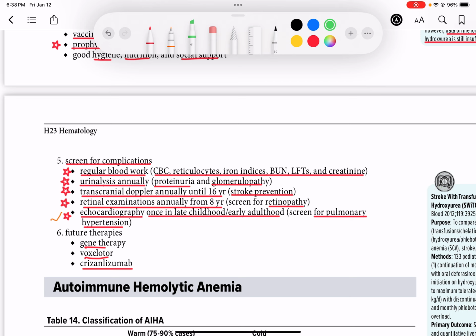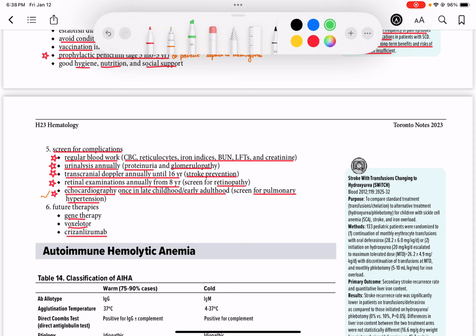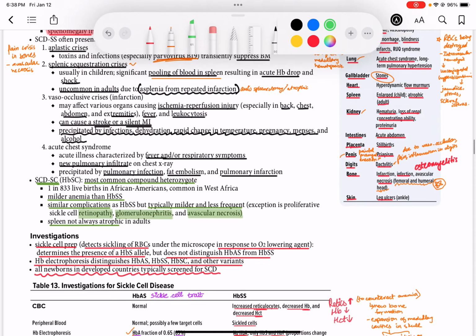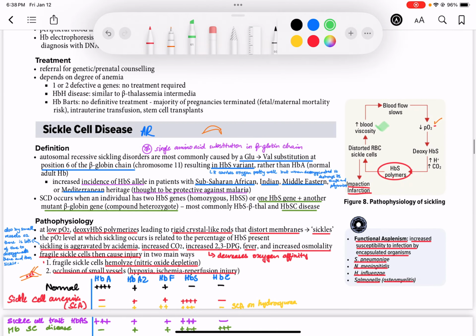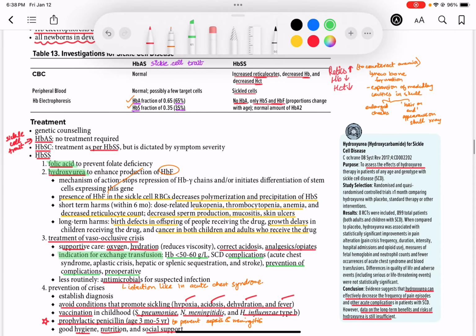And there are some more future therapies. We can talk a little bit about gene therapy. There is voxelotor and crizanlizumab. These are some options which we can see in our future for treatment for sickle cell disease. This was sickle cell disease.